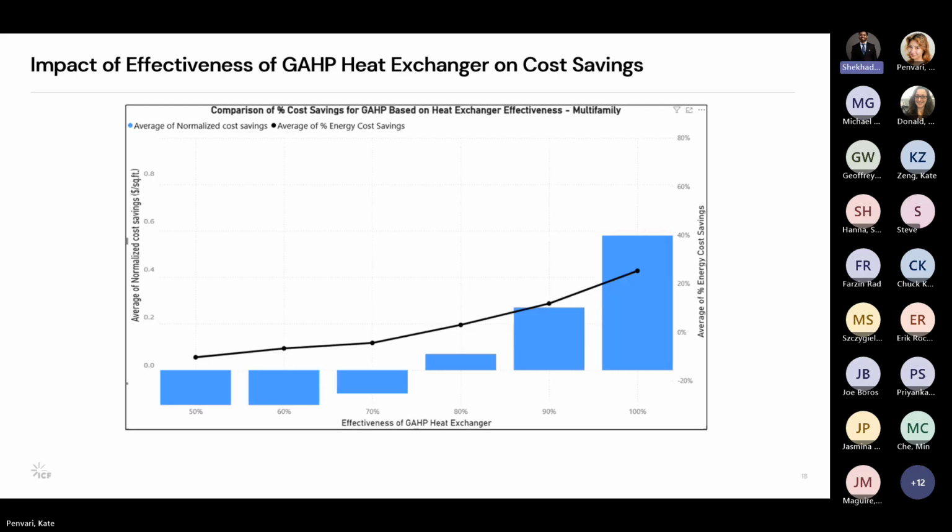As we anticipated, this was a critical design parameter: the effectiveness of the heat exchanger and gas absorption heat pump loop. We tried to analyze the impact of that effectiveness on the percentage cost savings as well as normalized cost savings. As expected, the percentage cost savings increase with an increase in the effectiveness of the heat exchanger, and effectiveness should be above or at least 80% for positive energy savings.